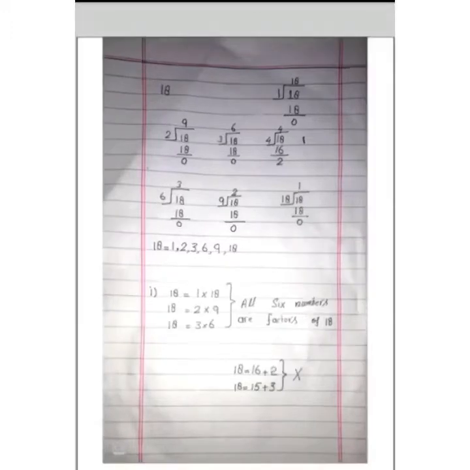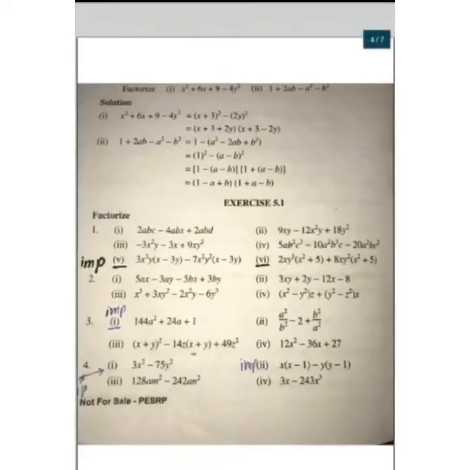Now we are in class 9th. We have to factorize algebraic expressions and polynomials. So there is a small difference in solving questions. Now we are solving exercise 5.1. There are many methods to factorize any algebraic expression and polynomial. In question number 1, to factorize these, we just take common. It will be factorized.